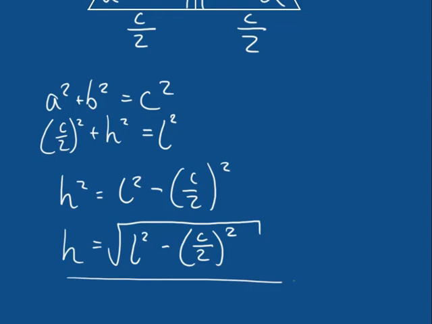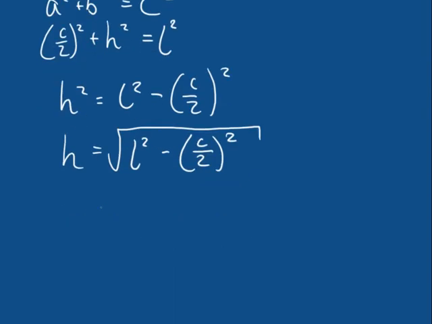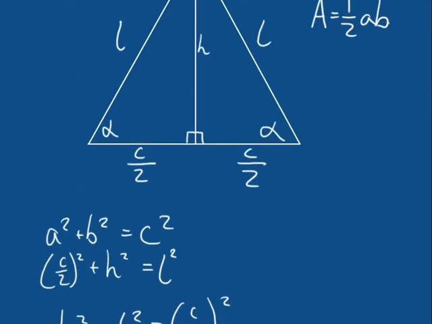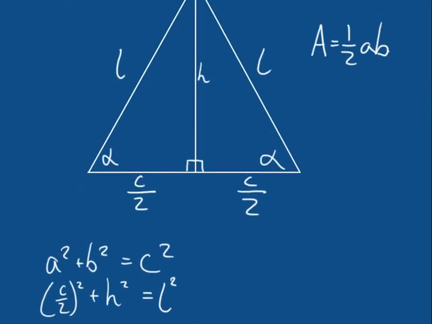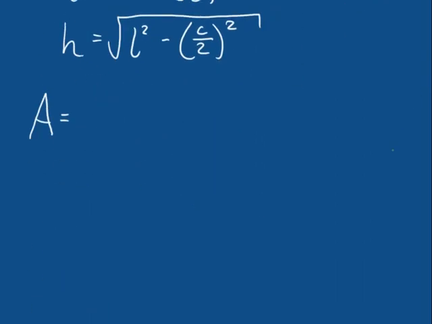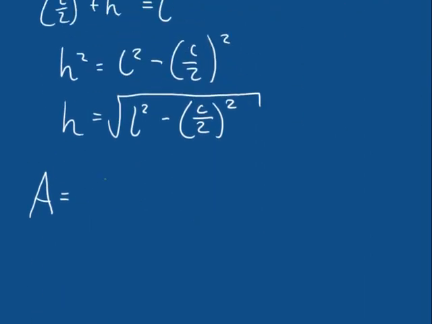So this is going to be an important part of our equation, and we know that the area is equal to, well, what is the area equal to? We know that the area of each of these right angles is equal to half times c over 2 times h. So the area of each right angle is equal to half c over 2 times h.